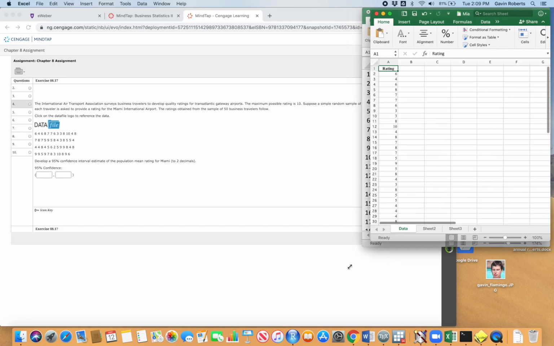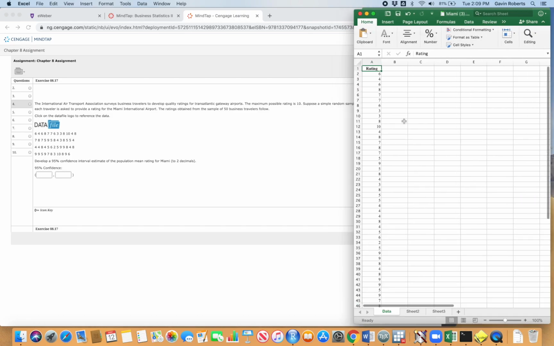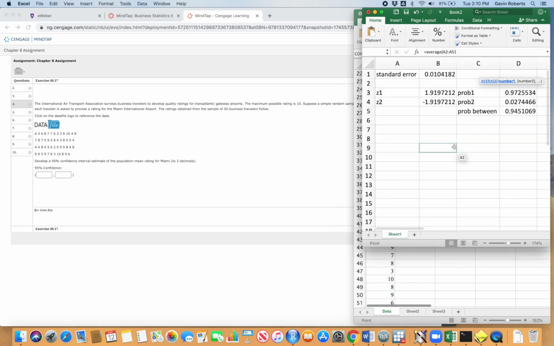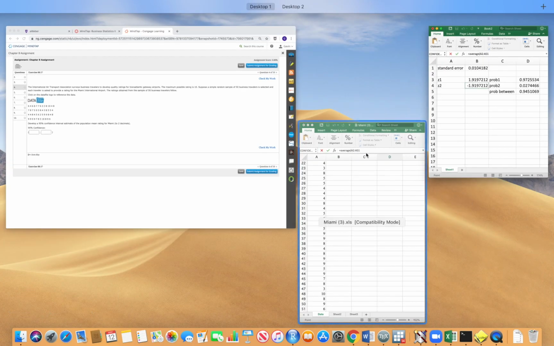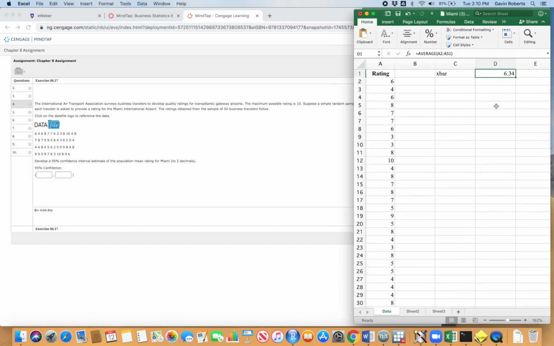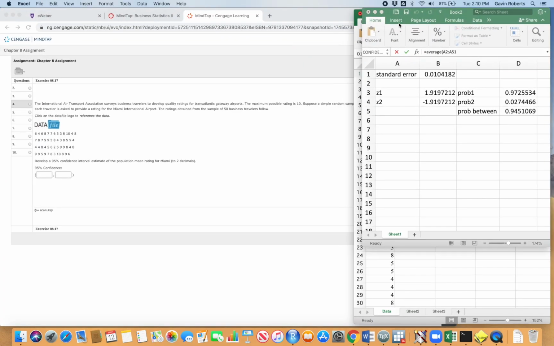Let's open this bigger. Let's zoom it. We're going to make a confidence interval. The middle of that confidence interval is going to be our point estimate. X bar equals average. Click on this. Shift Control down arrow or Shift Command down arrow if you're on a Mac. Enter. Hello, 6.34 is the sample average rating. We do not know what the population average rating is.